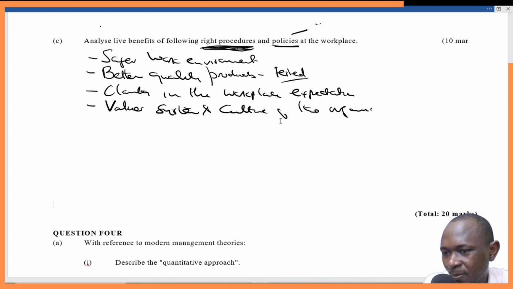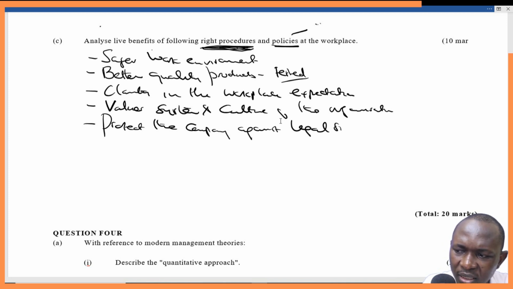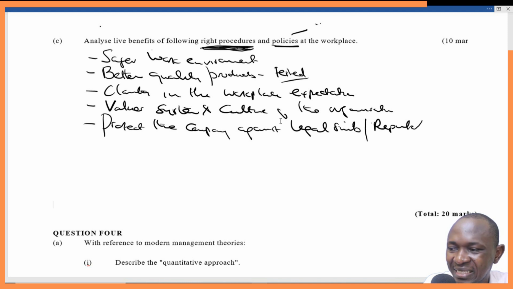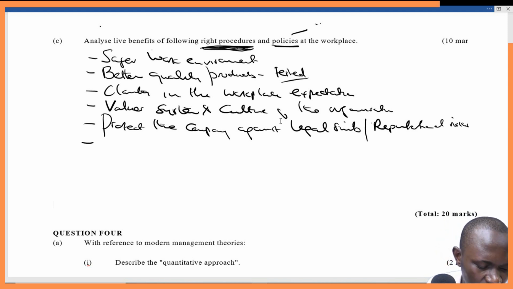This is actually the starting point. Policies and procedures, especially policies, are very key in setting up the value system and culture of the organization. Value system and culture is basically how you carry yourselves in an organization. The other thing is that it helps protect the company against legal suits and reputational risks, because you do things that have already been defined, this is what you are supposed to do given a situation like this. So there is no room for a lot of experimenting, which might expose you to other risks like legal risks and reputational risks.